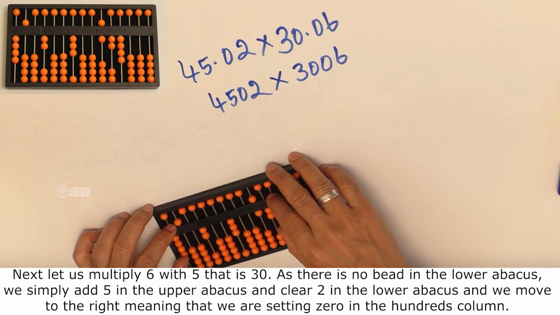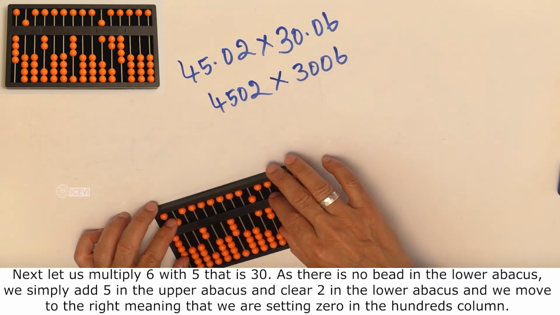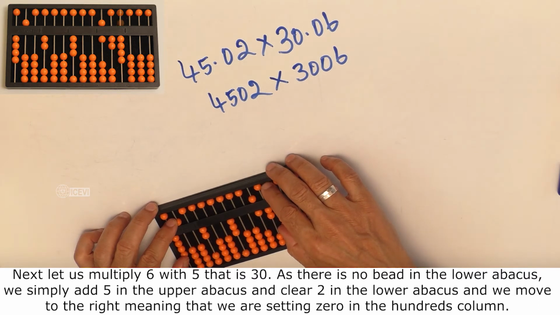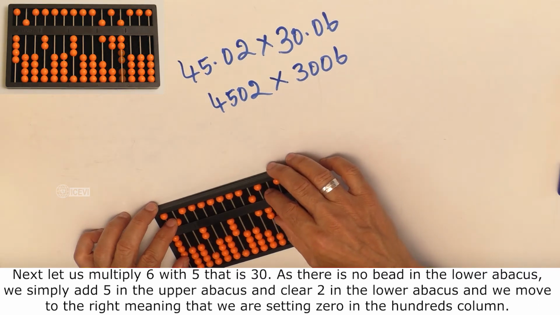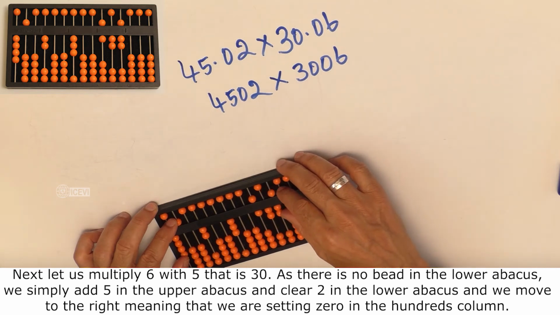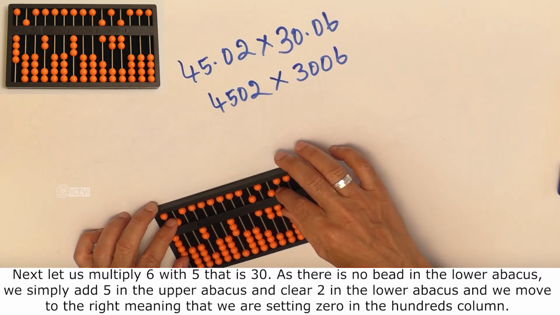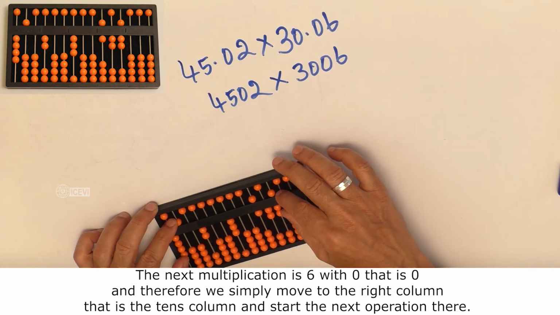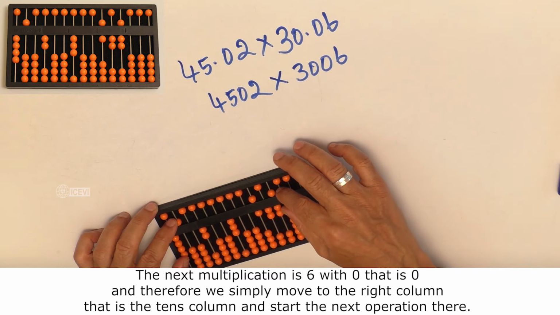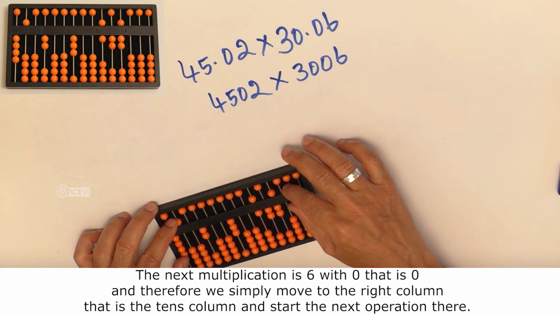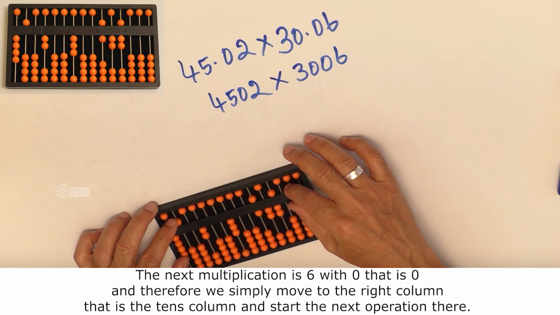Next, let us multiply 6 with 5, that is 30. As there is no bead in the lower abacus, we simply add 5 in the upper abacus and clear 2 in the lower abacus. And we move to the right, meaning that we are setting 0 in the hundreds column. The next multiplication is 6 with 0, that is 0, and therefore we simply move to the right column, that is the tens column, and start the next operation there.